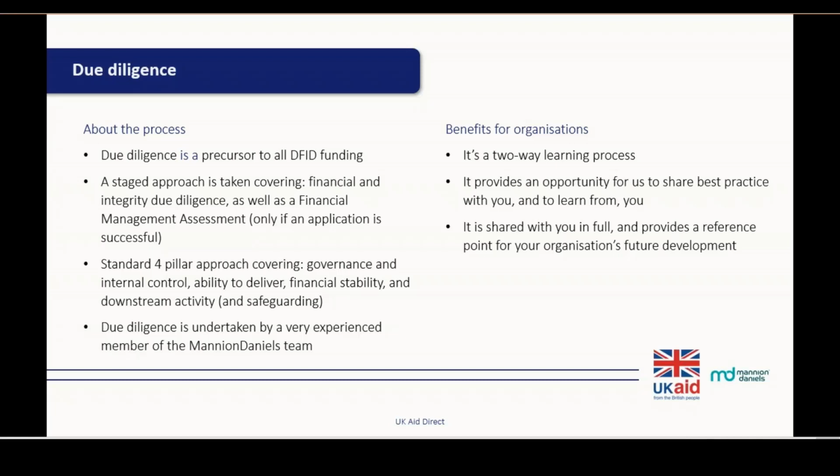When an organisation is shortlisted, this is the stage where we carry out a financial management assessment, and the financial management assessment follows a standardised four-pillar approach, which is DFID's standard policy, and this covers 4 sections. So it covers governance and internal control, ability to deliver, financial stability, and downstream activity. And there is also increased focus on safeguarding now, as I'm sure won't be a surprise. So there's also an assessment around safeguarding.